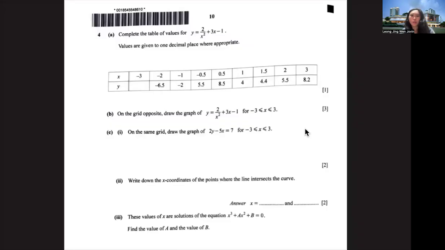Okay, let's look at question 4. Question 4 is a graph question. We are asked to complete the table of values for this expression over here: y equals 2 over x squared plus 3x minus 1. Values are given to 1 dp where appropriate.